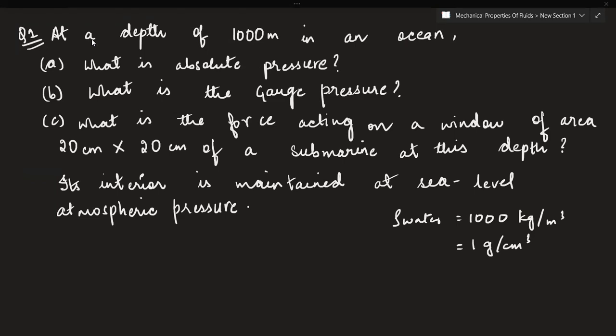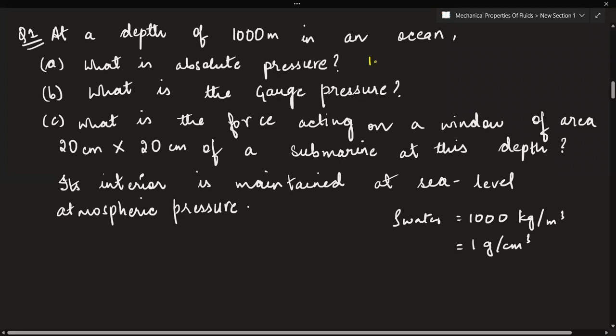Yes, any answer? What is the absolute pressure coming? Absolute pressure is 1.013 into 10 to the power 12 Pascal. How much is your gauge pressure coming? 10 raised to the power 7 Pascal. See, gauge pressure is correct.